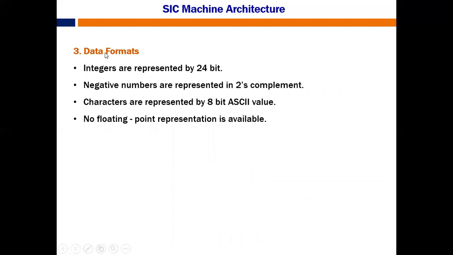The third one is data formats. In SIC, we have integers and characters, but we don't have any floating point representation. Integers are represented in a 24-bit format, that is 3 bytes. Negative numbers are also possible, and they are represented using 2's complement. Characters are represented by 1 byte, that is an 8-bit ASCII value. Floating point numbers are not used in the SIC machine architecture.